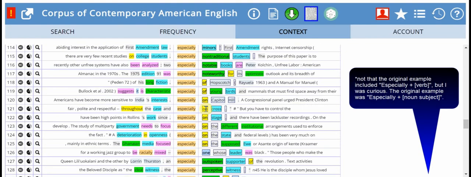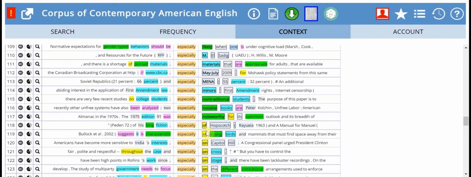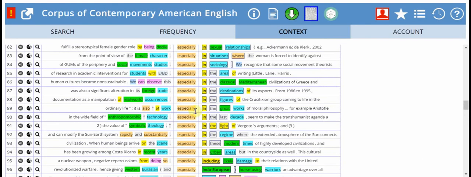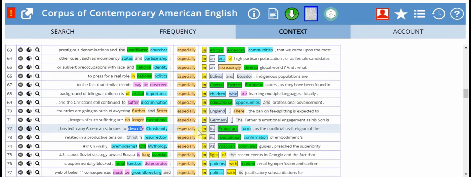I'm seeing a lot more especially plus prepositions and stuff, but again, not at the beginning of my sentence, so I might need to change that sentence a little bit.